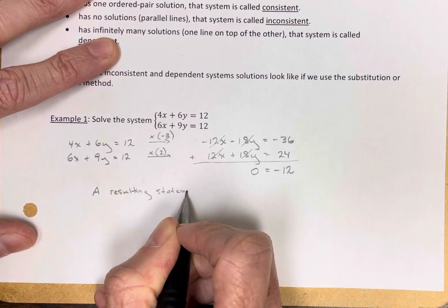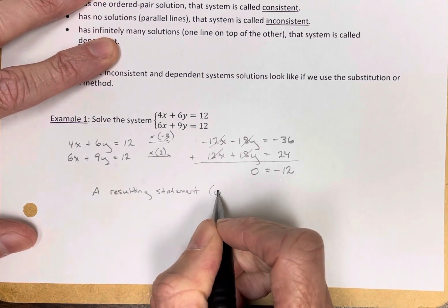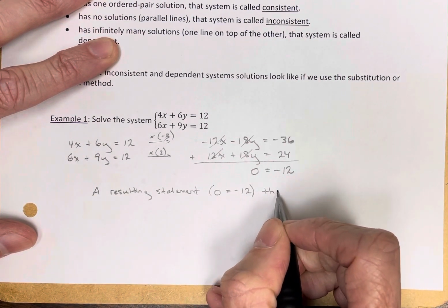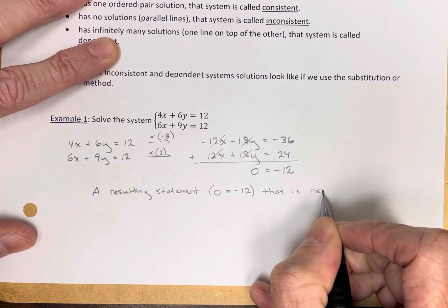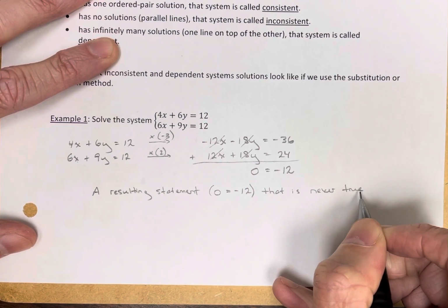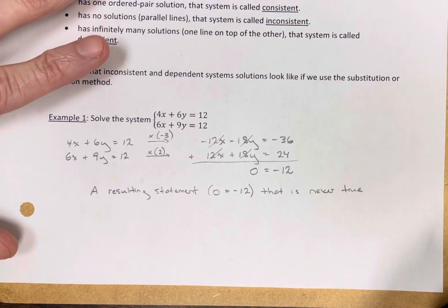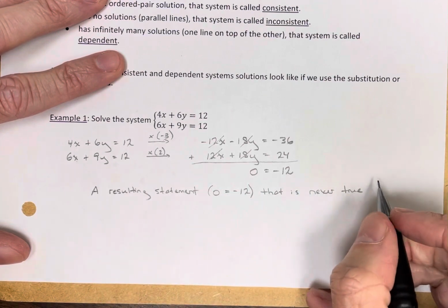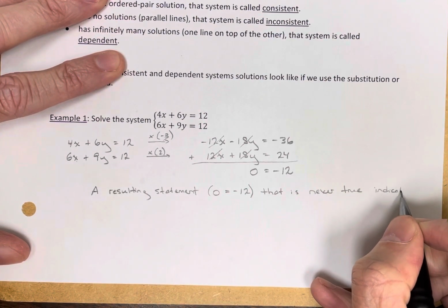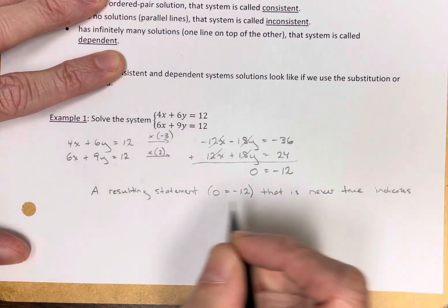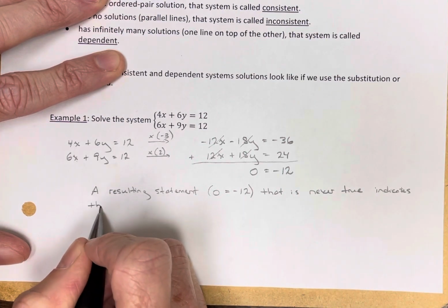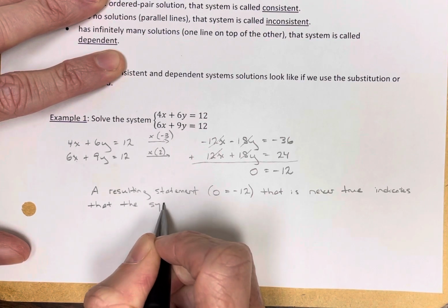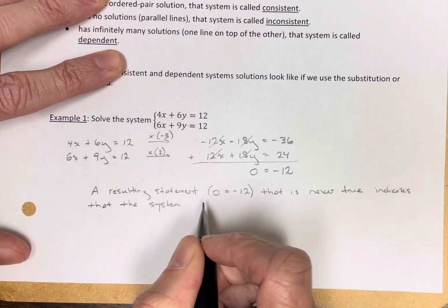Notice I have no variables. A resulting statement, which in this case is 0 equals -12. That is never true, right? 0 equals -12 is not a true statement. It's never true, okay? A resulting statement that is never true indicates that the system has no solutions.